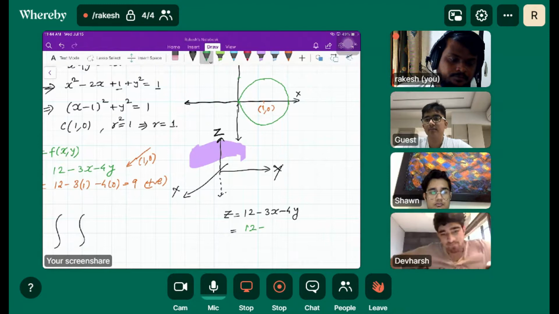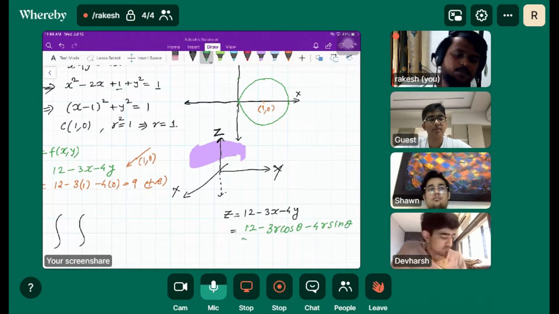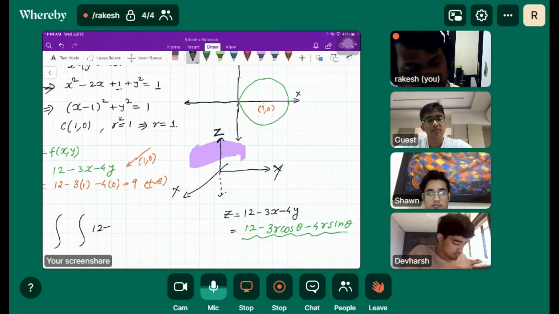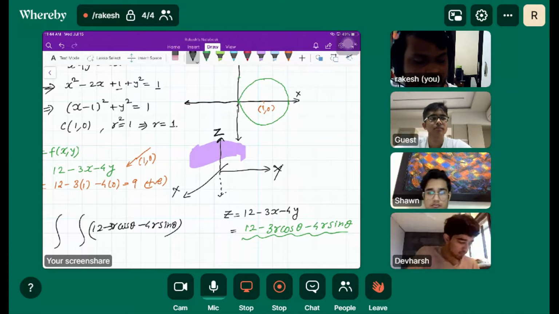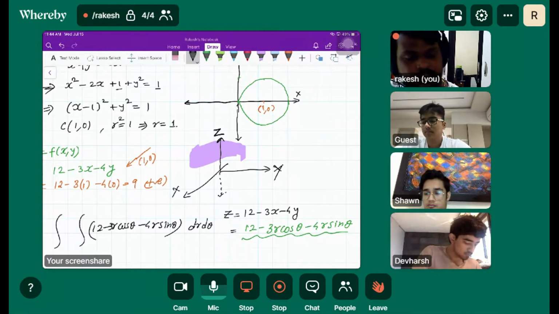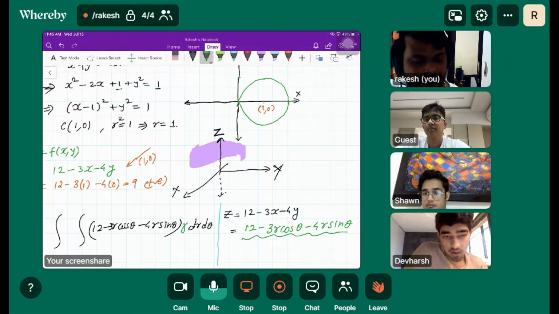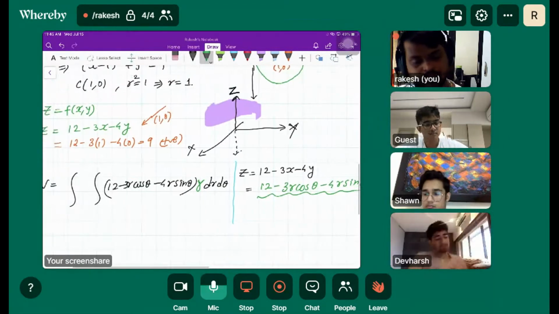R cos theta. So 3r cos theta minus 4r sin theta, right? So this is my polar surface. So I'll have to write that here: 12 minus 3r cos theta minus 4r sin theta, dr d theta. Did I make any mistake here? Multiply by r, right? Multiply by r. Okay. So this is my volume.